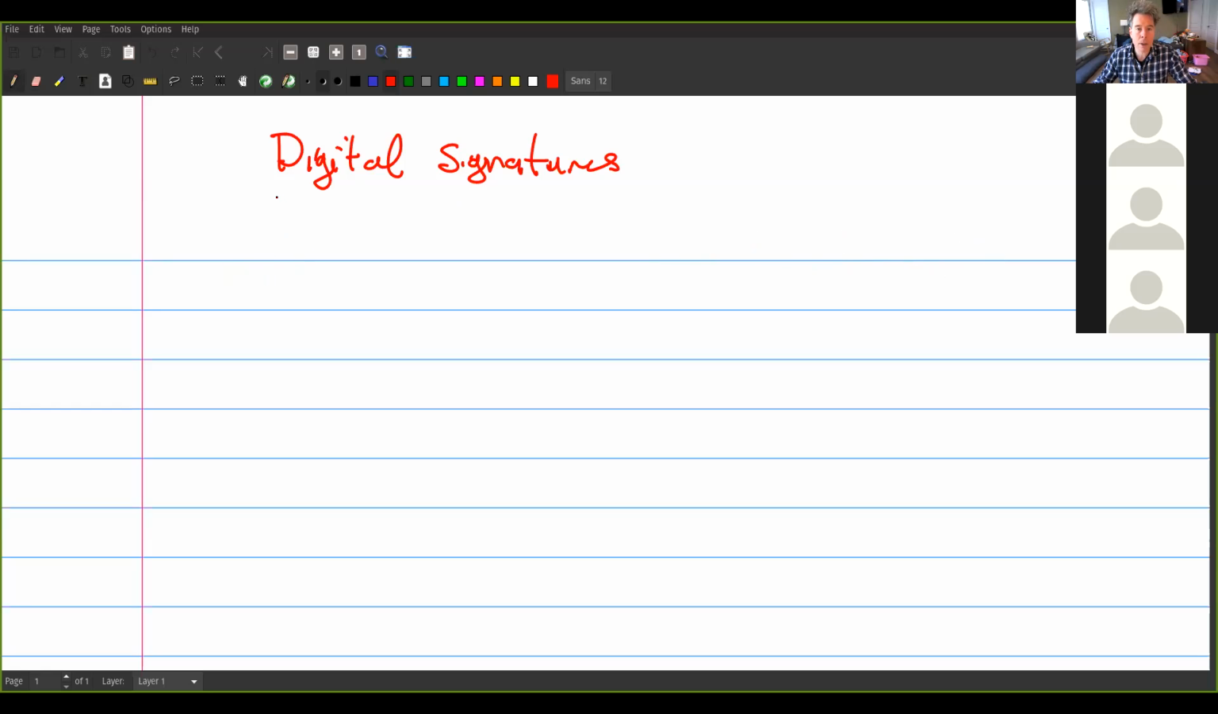So this is in the section on public key cryptography. Public key cryptography basically has two applications. One is key exchange, like Diffie-Hellman key exchange, which we've been talking about, and the other is digital signatures.